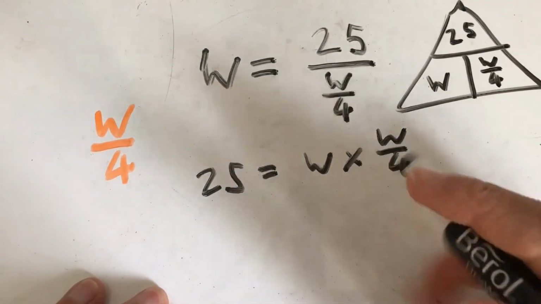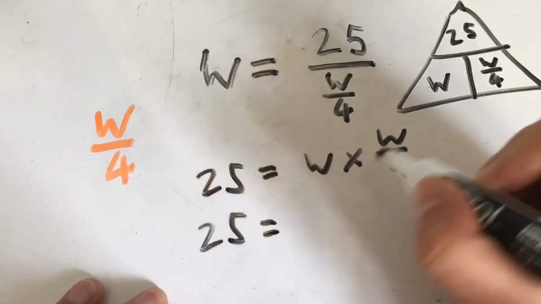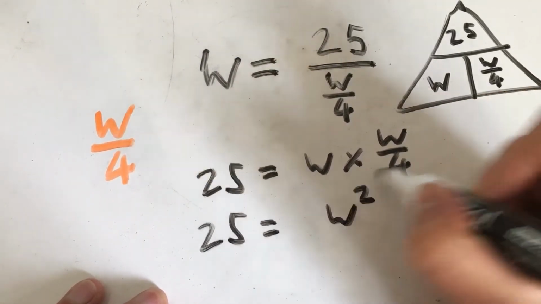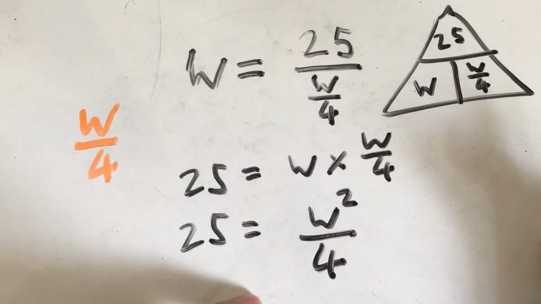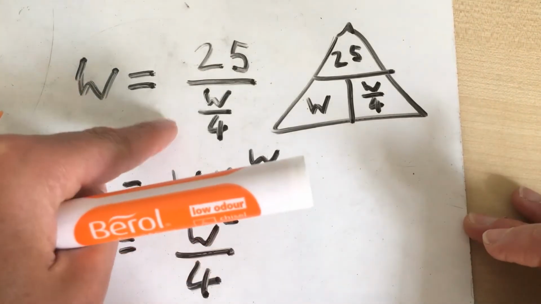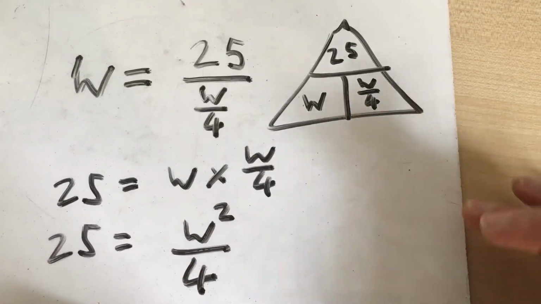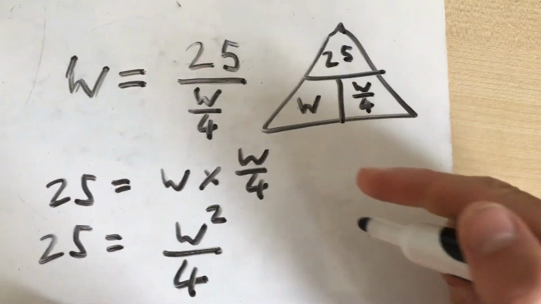I can tidy up this right hand side, so I can say 25 equals the product of W and W, which is W squared, and that is divided by 4. Now this equation I can solve much more easily than the one up here. They have the same value of W, but this is, I think, a better arrangement to solve.